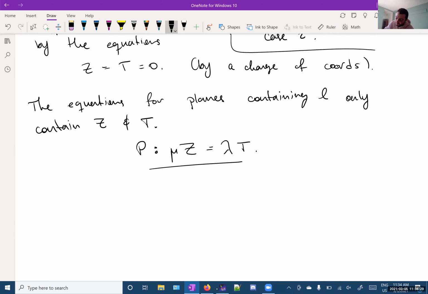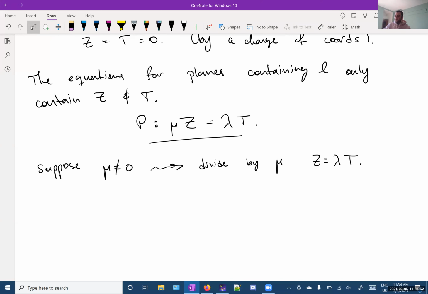Well, suppose mu doesn't equal 0. So what I can do is just set mu equal to 1 by division, and get z equals lambda t. Great. So we have this.